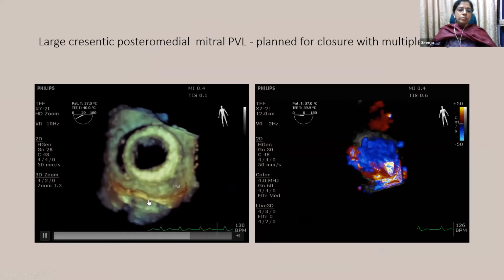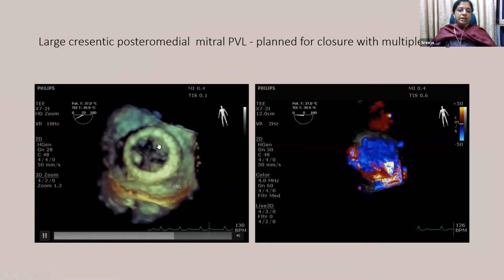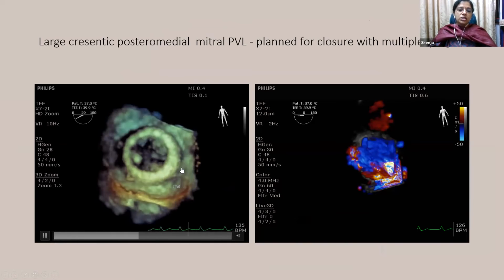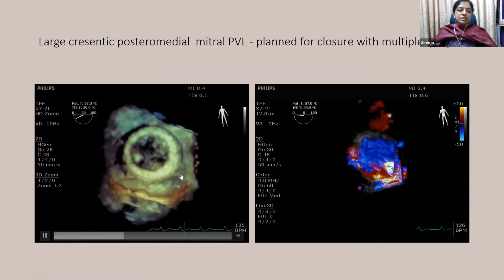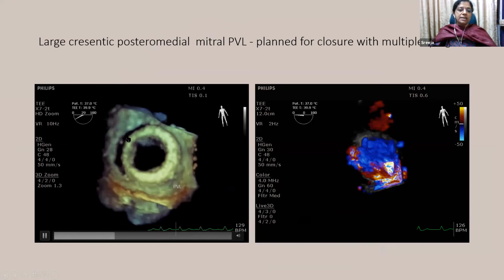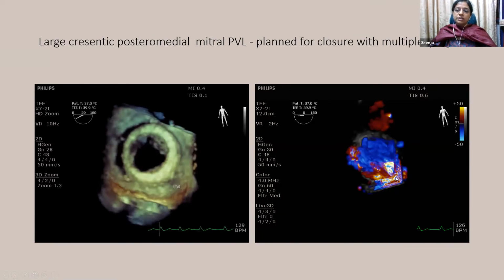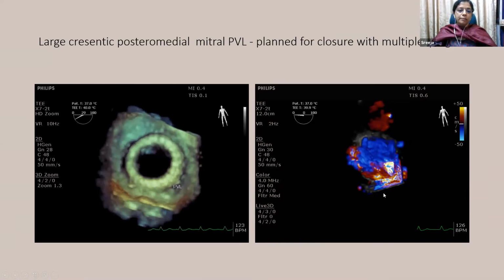On a 3D zoom, the en-face view, you can see that there's a sewing ring here. There's a mitral bioprosthesis here, and there is a paravalvular leak in the posteromedial location. This is not very nicely visible in this view. What is seen here is an artifact, so we confirm it by a 3D color. The 3D color shows a regurgitant jet emanating from that area.